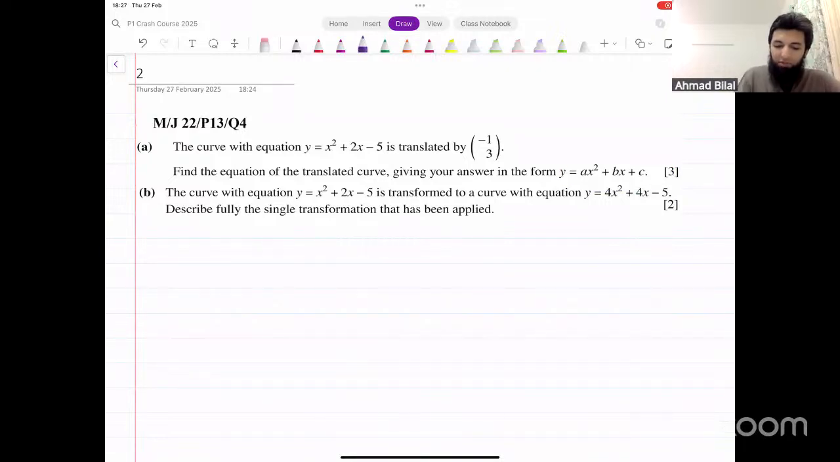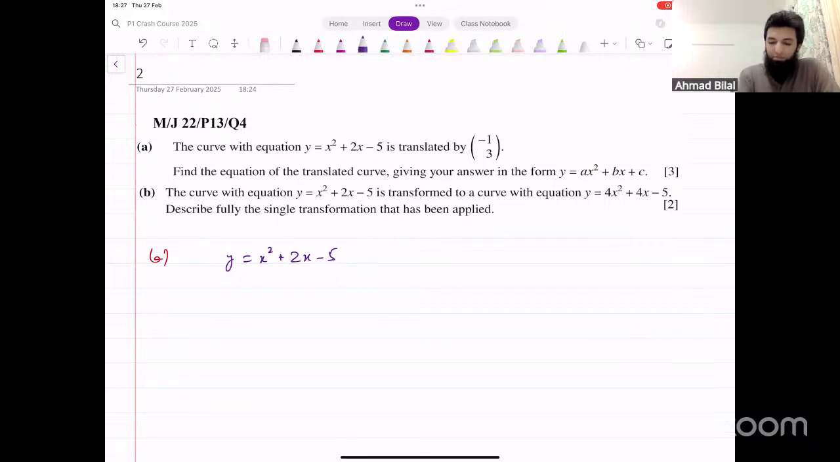Okay, now how do we think about this? The original function is y equals x squared plus 2x minus 5. We have to do this translation (-1, 3). What does that mean? -1 means you're going 1 unit left. 3 means you're going 3 units up. Okay? -1 means you're going 1 left. 3 means you're going 3 units up.